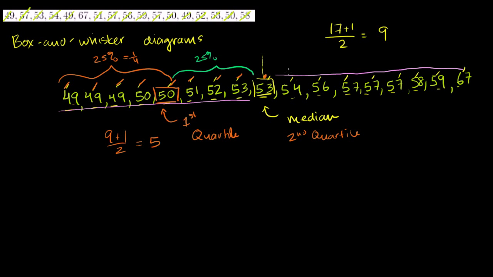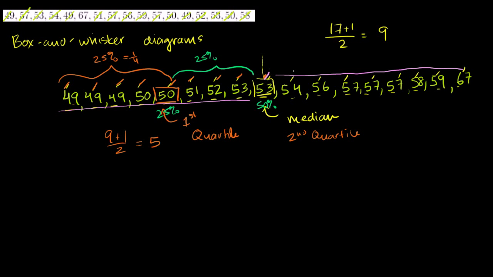This is the 25th percentile. This is the 50th percentile, which means that 50% of the values are below it. The first means 25% of the values are below it. And then if we want the 75th percentile, we find the median of these values over here. And we'll include this median right there.